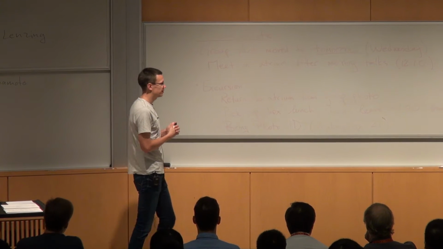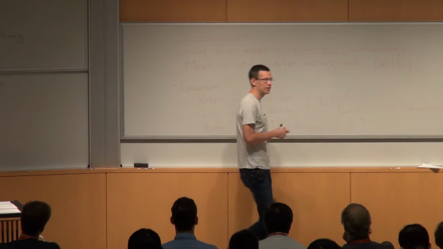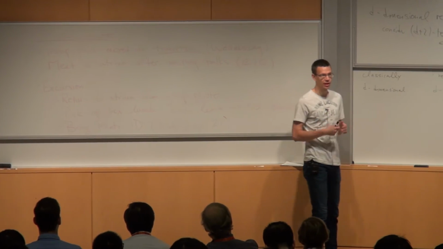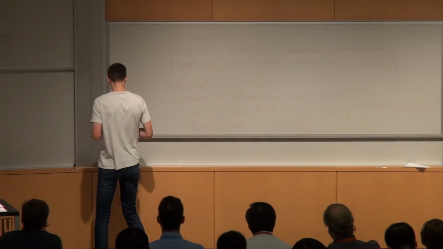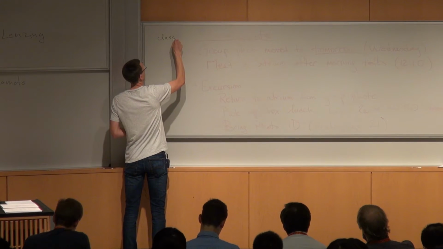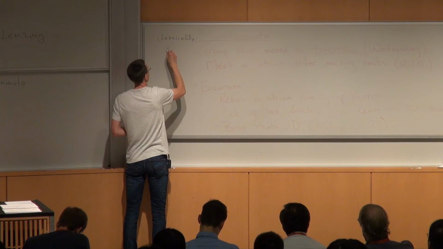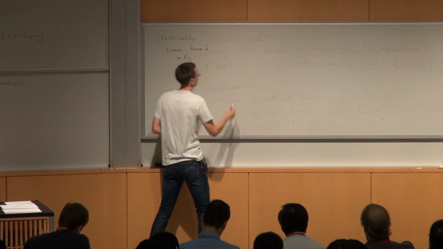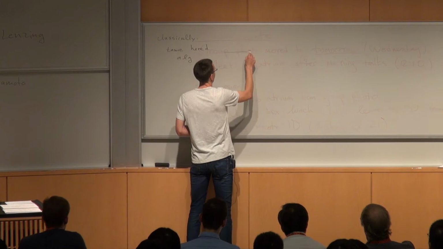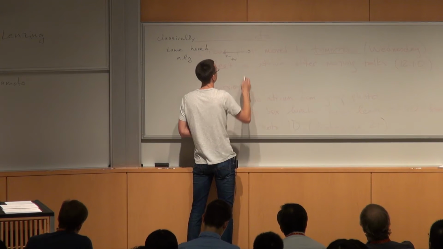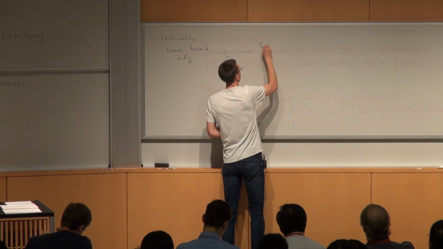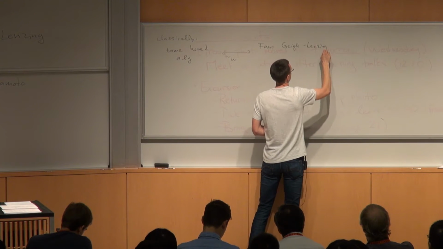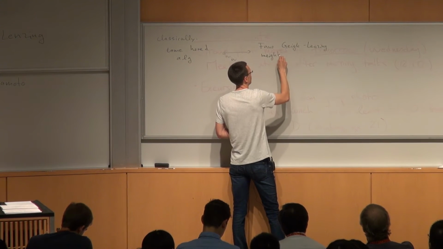So our starting point for today is that classically, tame hereditary algebras are derived equivalent to Fano weighted projective lines of Geigle-Lenzing. They are essentially the same up to derived equivalence as Fano Geigle-Lenzing weighted projective lines.